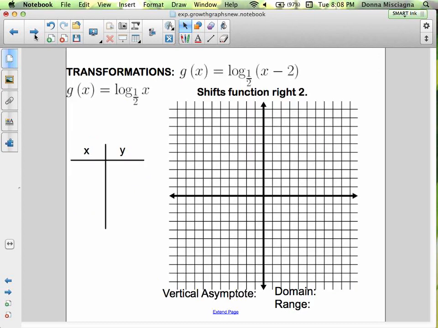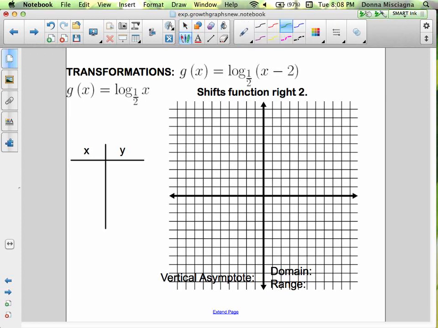All right, so we have g of x equals log base 1/2 of x minus 2. So the base graph is g of x equals log base 1/2 of x. It's not going to include any shifting, because that's not part of our base graph. The only thing we're going to include as part of our base graph is if we have a horizontal stretch or shrink, because it's a lot easier to do it that way. So first of all, let's rewrite it as an exponential.